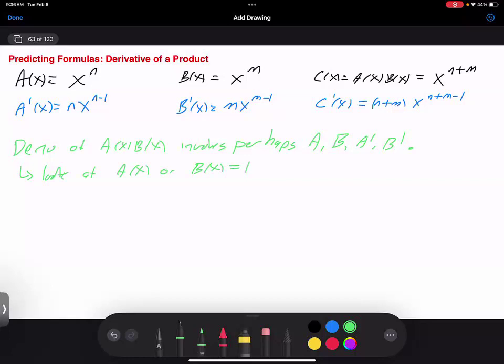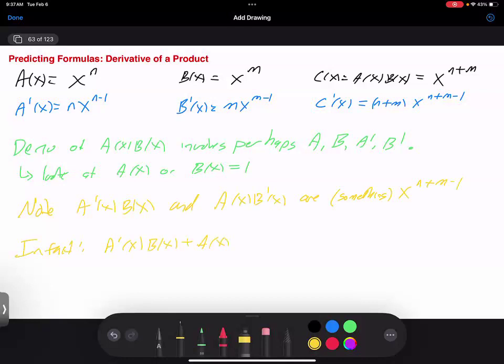Now, can you give me a way to get a power of n plus m minus 1 involving a, b, a prime, and b prime? How can I get that power? So a and b prime, and what else? Yeah, notice a prime of x, b of x, and a of x, b prime of x, something times x to the n plus m minus 1. In fact, a prime of x, b of x, plus a of x, b prime of x equals c prime of x.